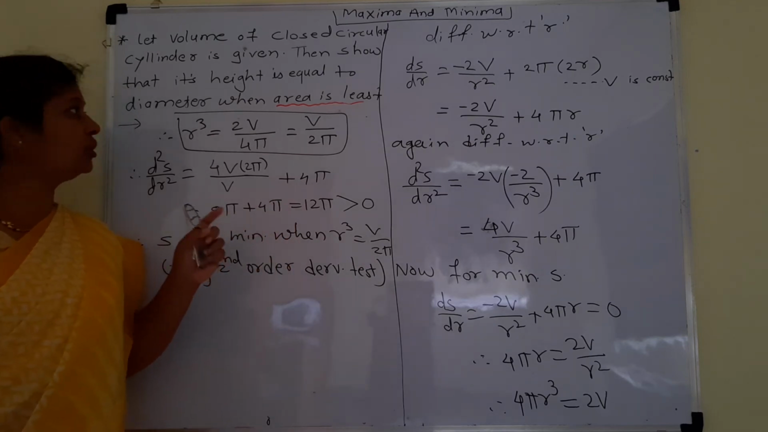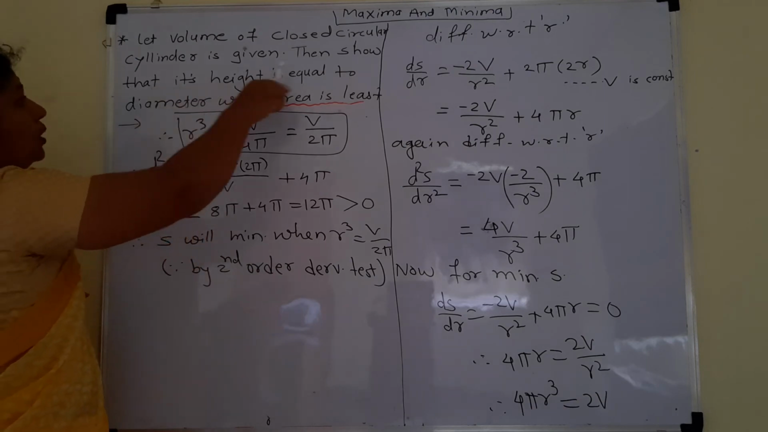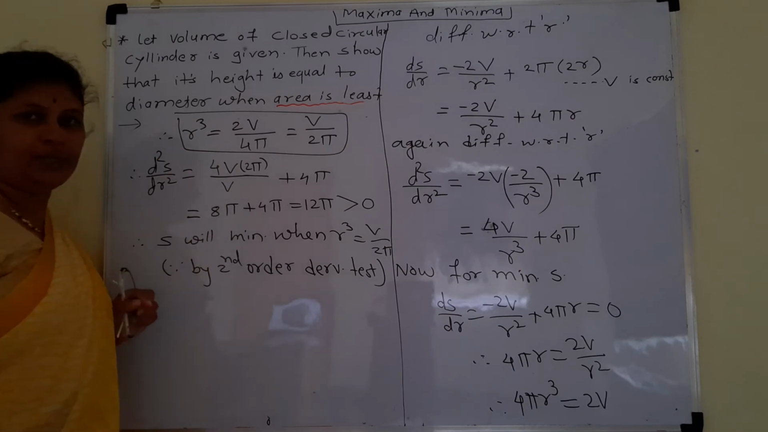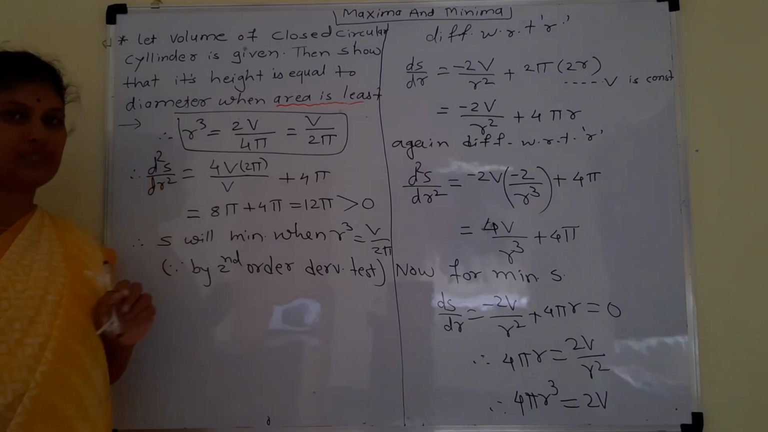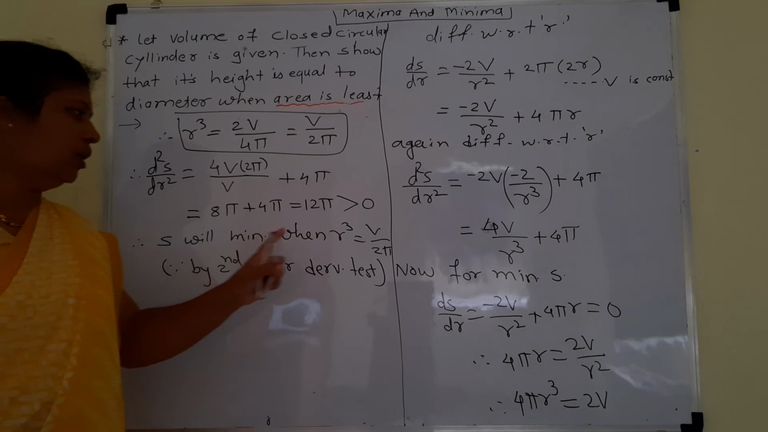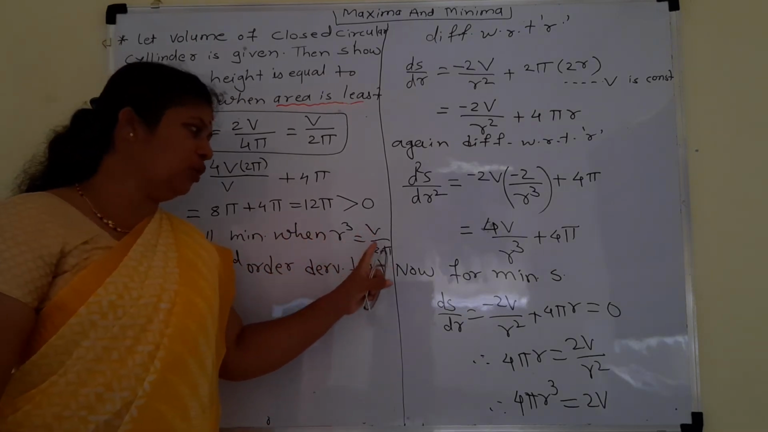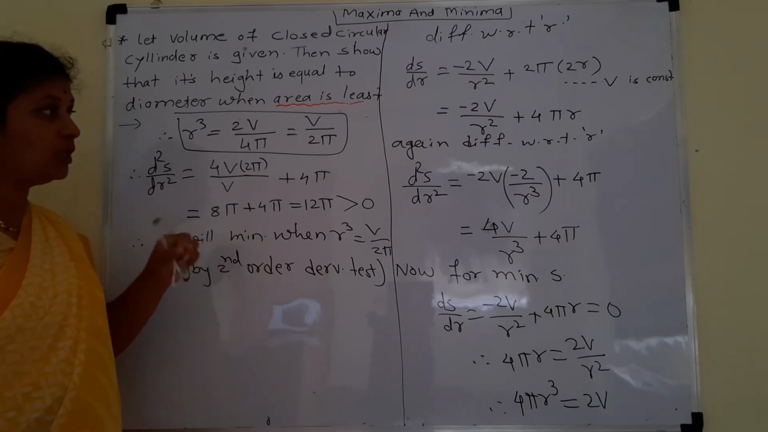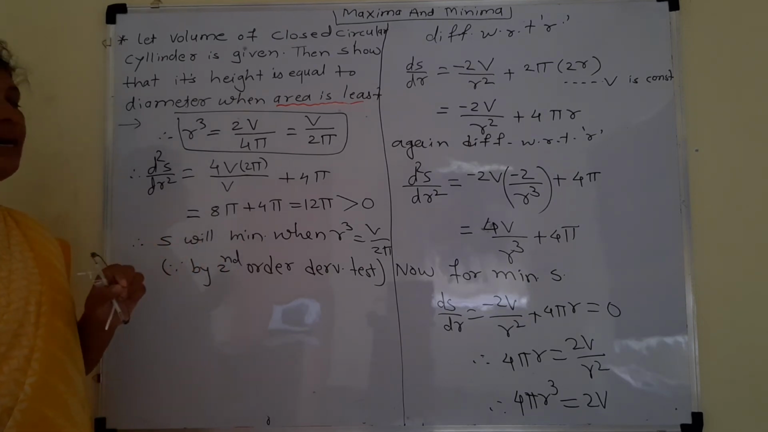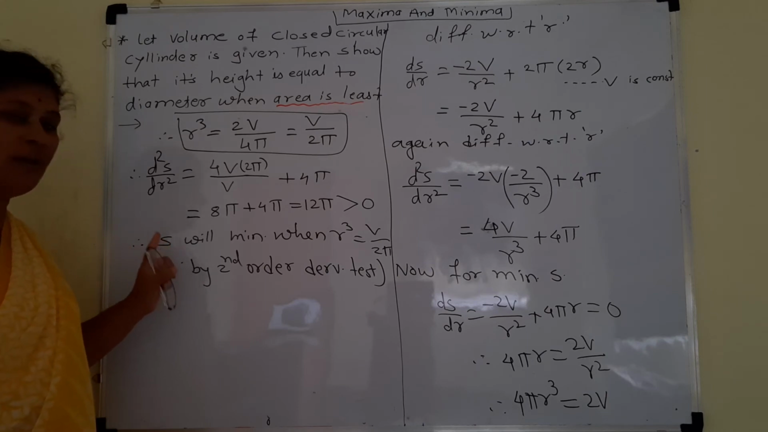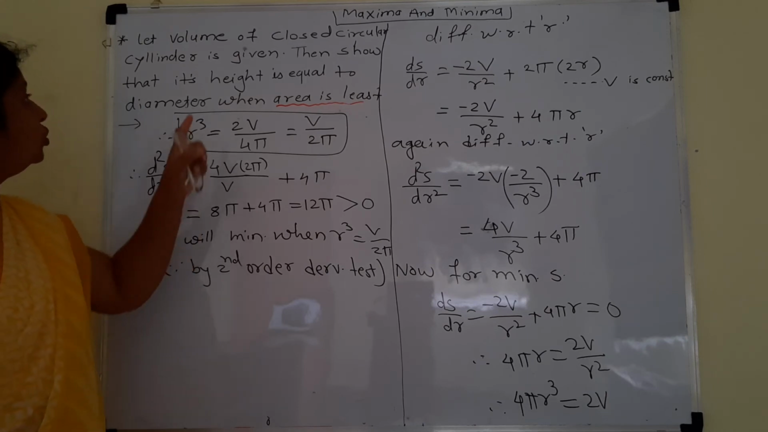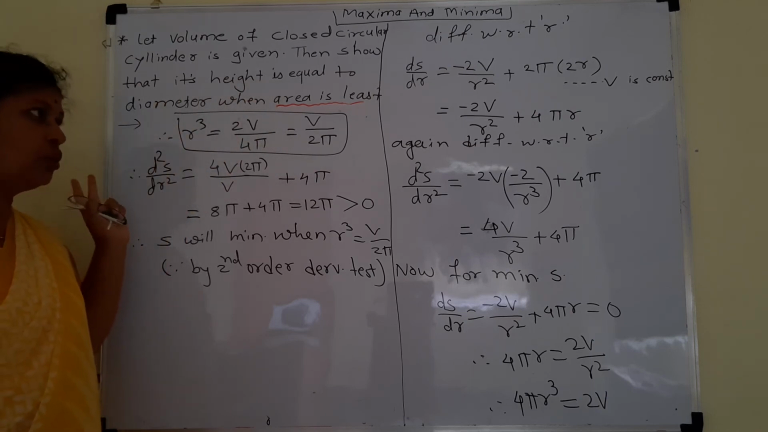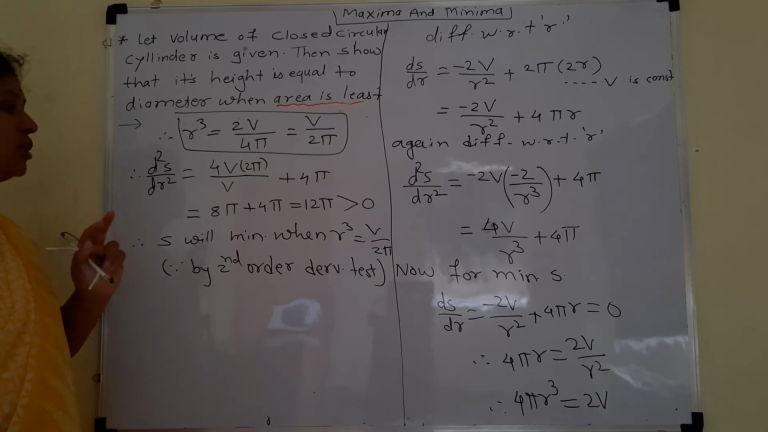Now what is my question? What I have to find? What I have to show? I have to show that this height is equal to the diameter, means h is equal to 2 times r, that I have to show. Okay, now consider this value of r cube is equal to v upon 2 pi when the surface area is minimum. So what is the relation between h and r? I don't have to find the value of s. I just have to show that height is equal to diameter. So what was that relation between h and r?